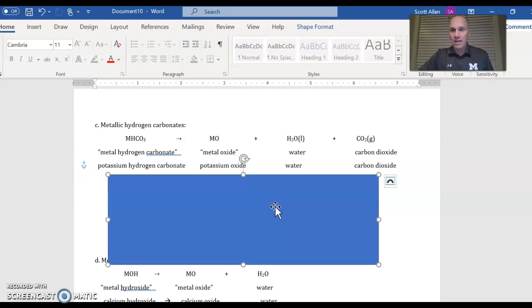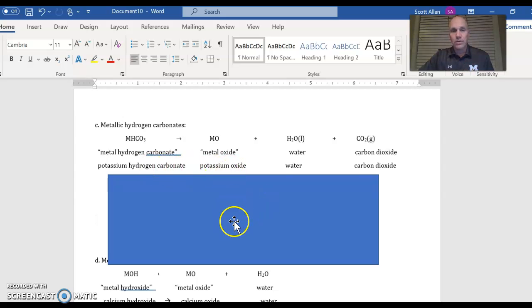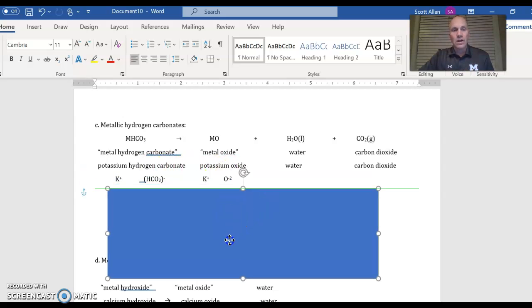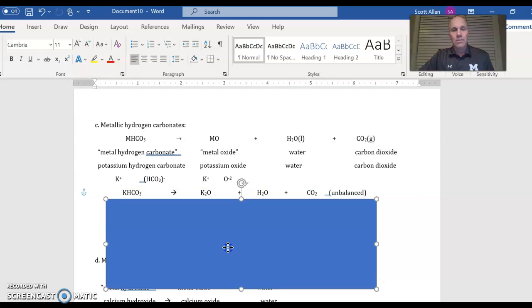All right. So let's give a specific example of this. Just pick any metal and substitute the word that metal for where it says metal here. All right. So potassium is a metal, so we could say potassium hydrogen carbonate would yield potassium oxide plus water and carbon dioxide. All right. So what we want to do is we want to take these words and make them formulas.